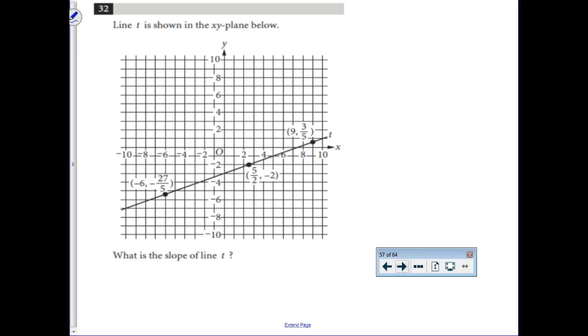All right, number 32. Line T is on the XY coordinate plane. What is slope? Really? We got this. What's the most common mistake in slope? Flipping the formula, yep. But, so what is the definition of slope then? Because this is not on our formula sheet. You have to know this one. Yep, it's rise over run. So the official formula is y2 minus y1 over x2 minus x1. But because we have a graph, I might try to count it.